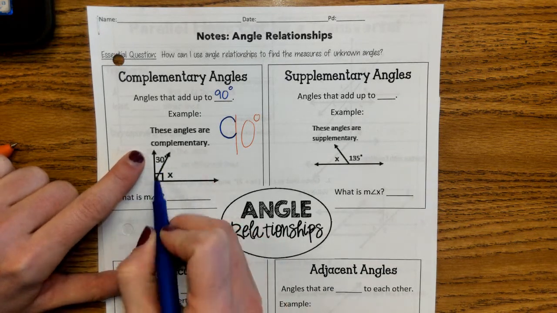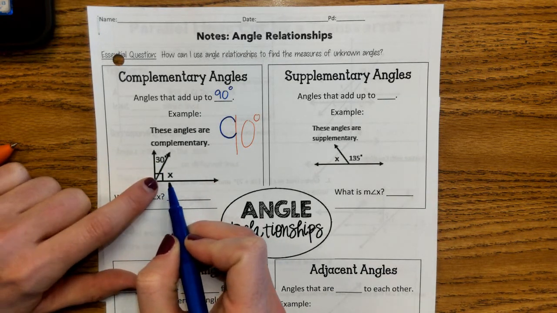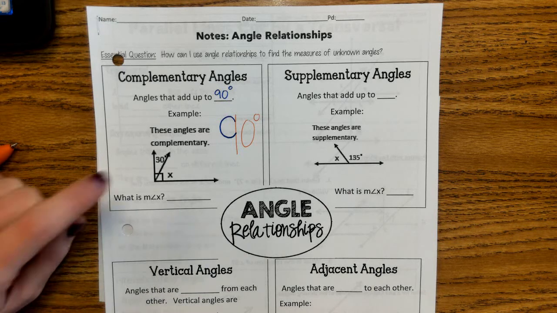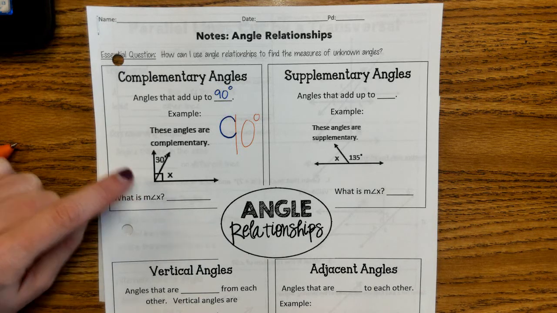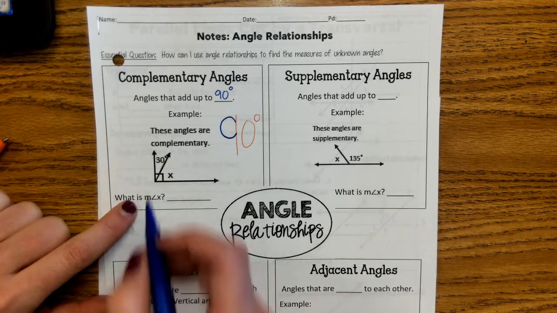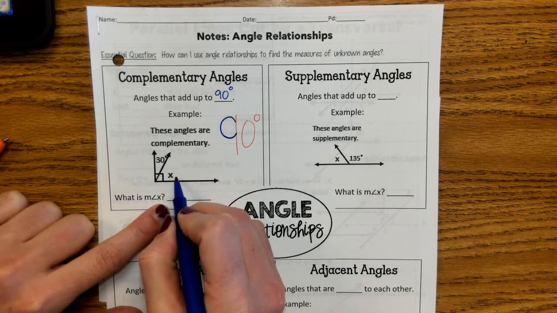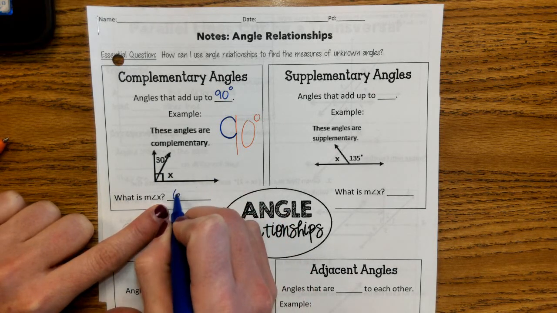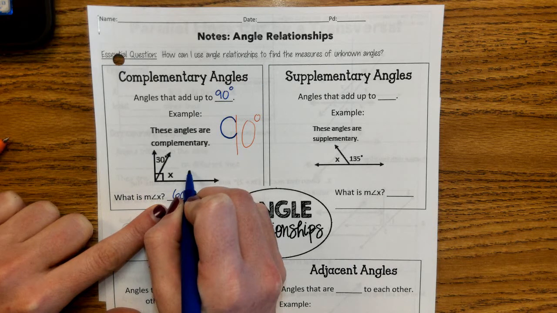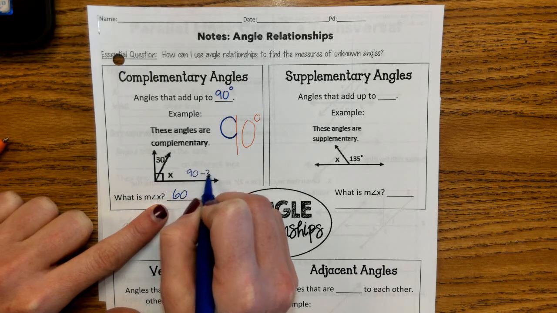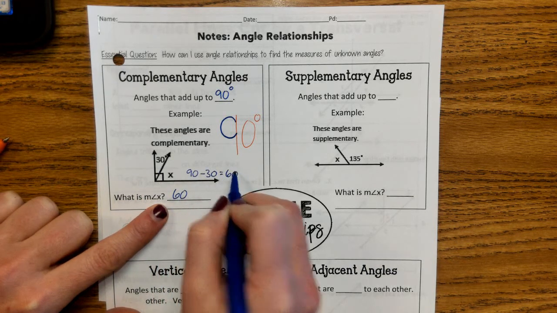So, here are two complementary angles. They make a right angle. They do not have to be adjacent, which means they do not have to be next to each other. But if they are, they'll make a right angle. If this is 30 degrees, what's the measurement of x? 60. 90 minus 30 equals 60.